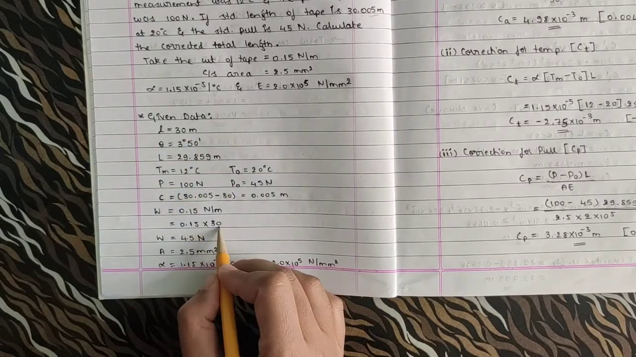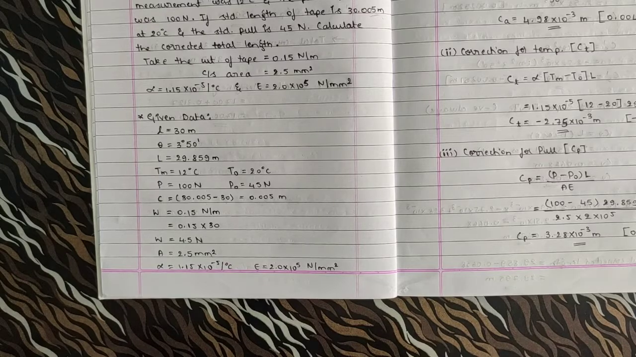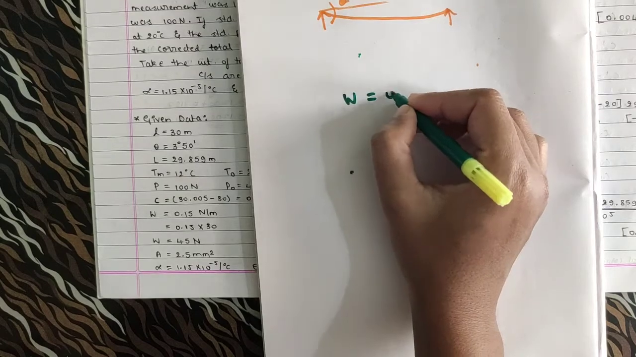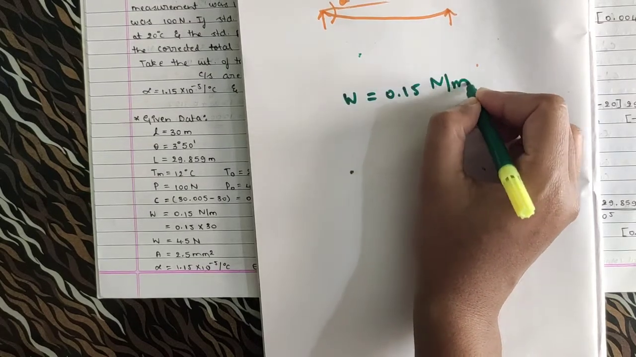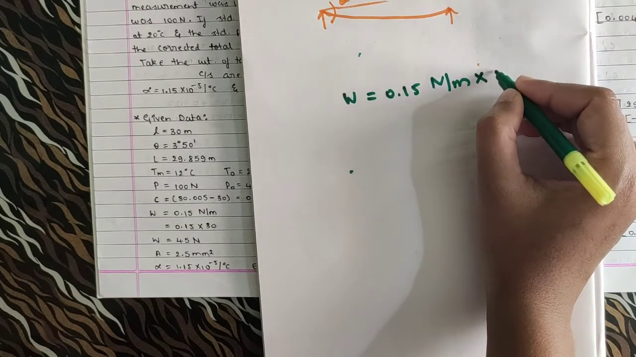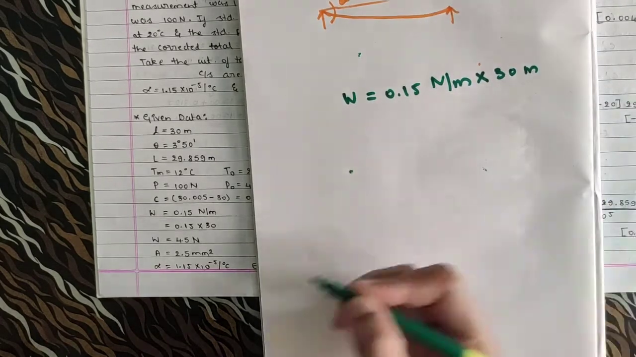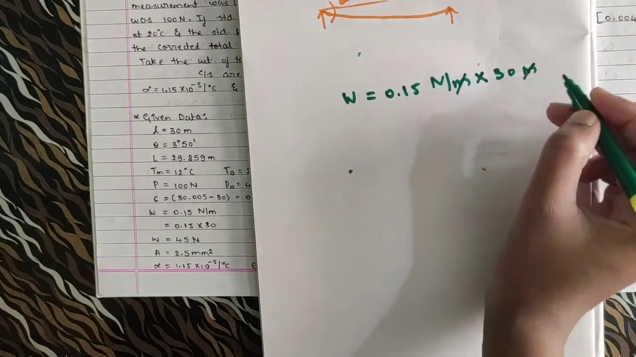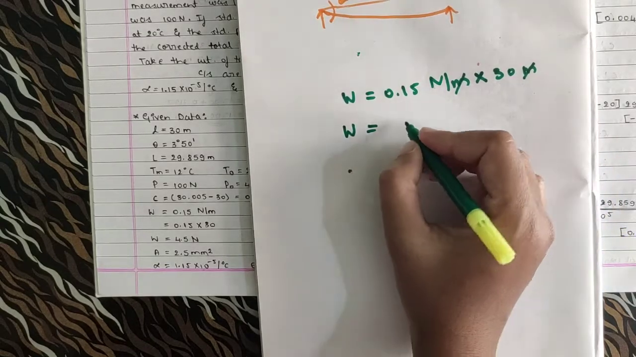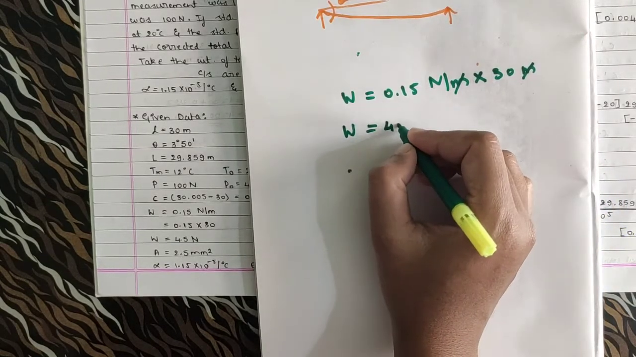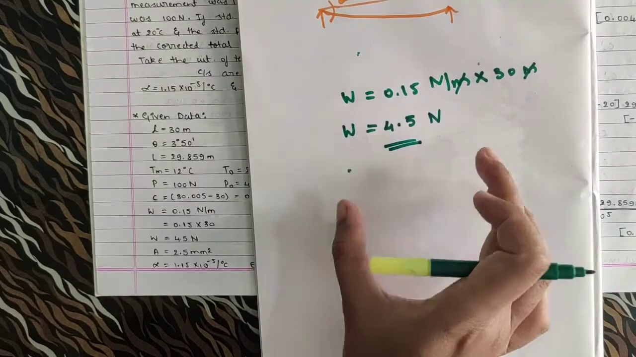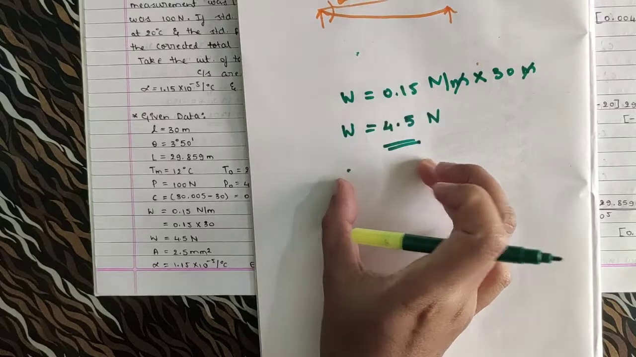So you will multiply it with the length of the tape. What happens when you multiply it? W is equal to 0.15 Newton per meter, as given in the equation. So now, as I said, we will multiply it with the length of the tape, that is 30 meter. When you do this, meter and meter get cancelled, and you will get the weight of the tape in the form of Newton. So the resultant obtained is 4.5 Newton. So this is how you have to calculate the weight when it is given indirectly.